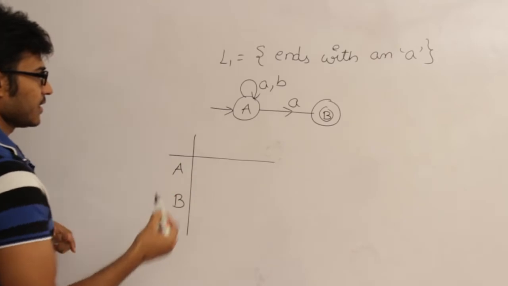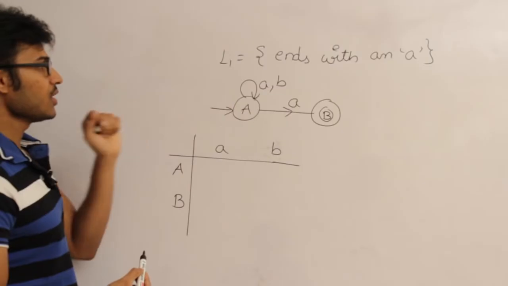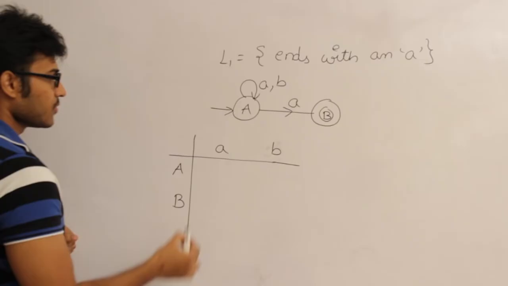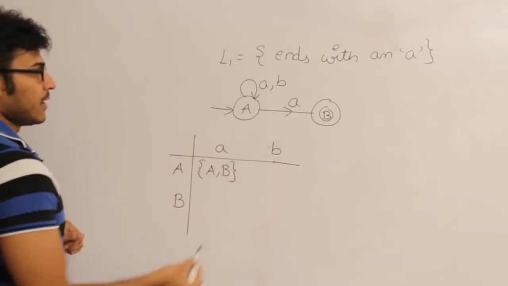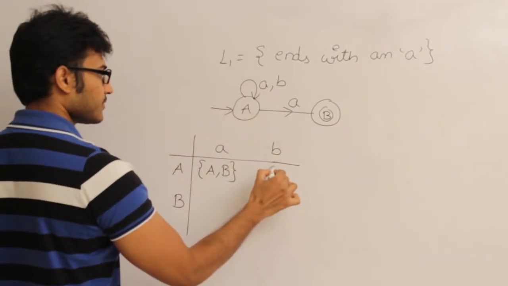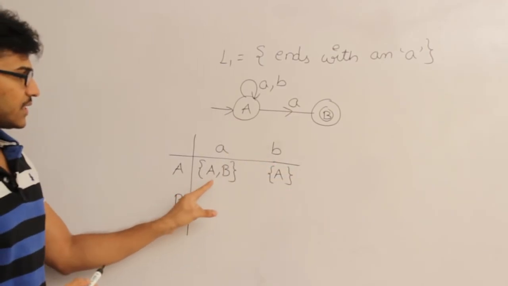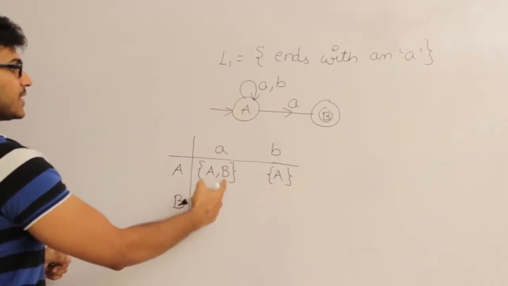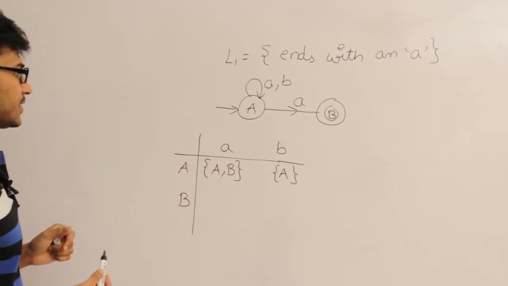The state transition table will contain the states and inputs. Now capital A on small a, what are the transitions? One is capital A is going to capital A itself, other is capital A is going to B. Therefore the transitions are going to be AB, and capital A on small b is going to A itself. Actually in the previous example we didn't show the states like this because they were all singleton sets, but now I have more than one state, therefore I am representing it as sets of states. Actually you should always be representing it as sets of states.